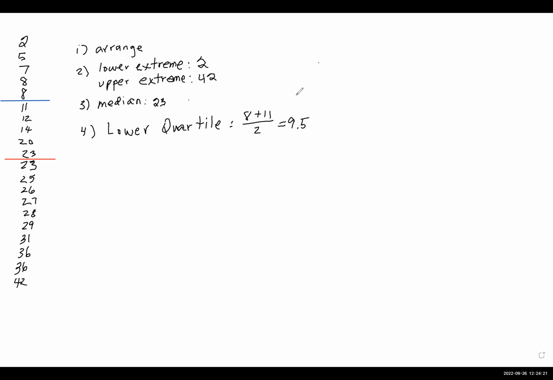All right. So this is 9.5. And the value with that is that you can say that 25% of the data falls below 9.5. So 25% falls below that 9.5, and that's considered the lower quartile.